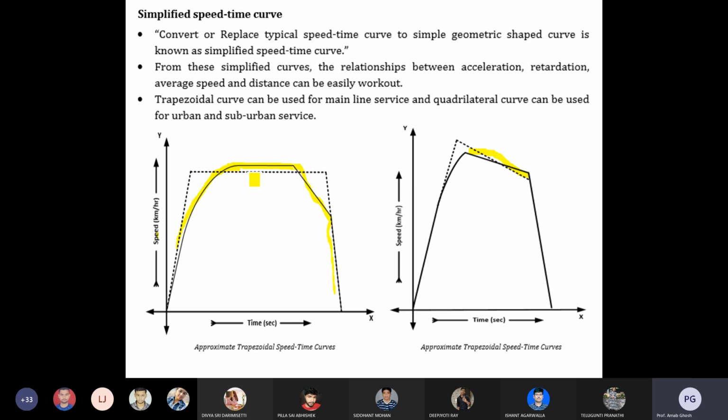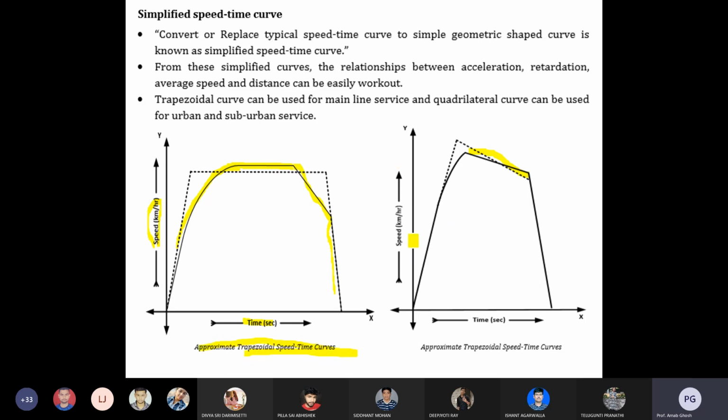That figure is associated like that when you are calculating the total distance. Speed time characteristics: it is your speed and your time. So what you need to do is assume the shape, how it will look. Assume shape means, in this case, for mainline service normally we consider trapezoidal, an approximated trapezoidal speed time curve.